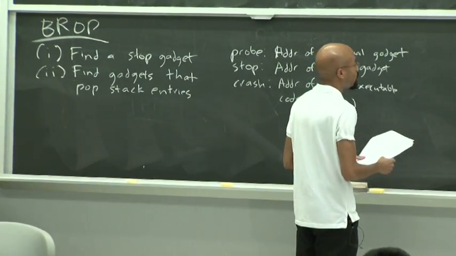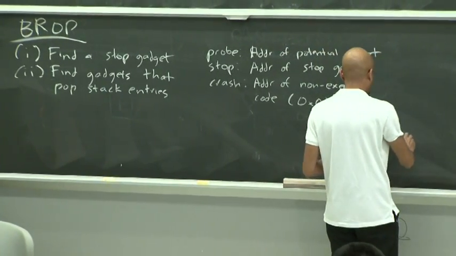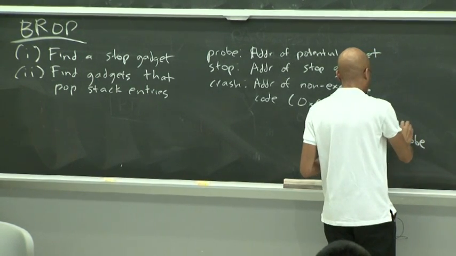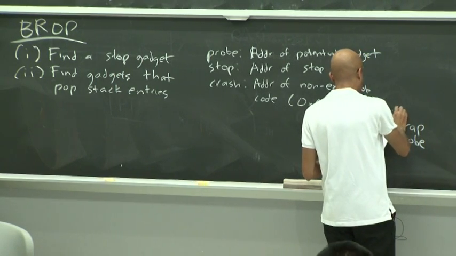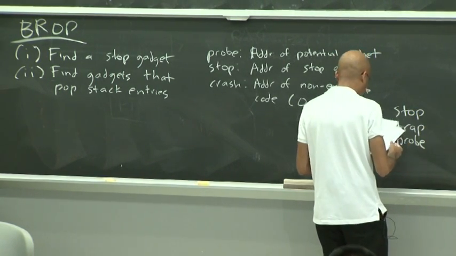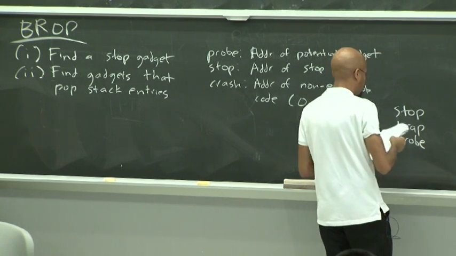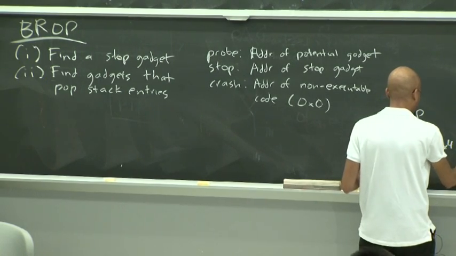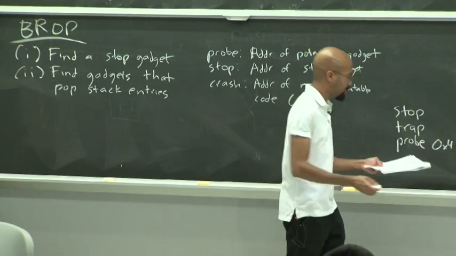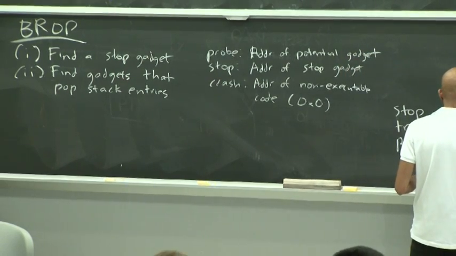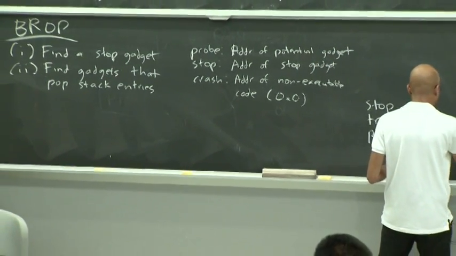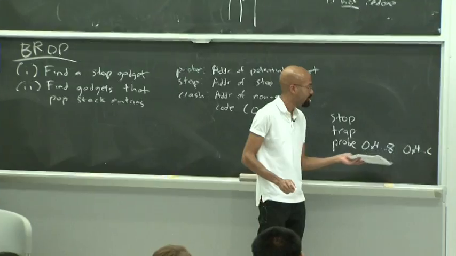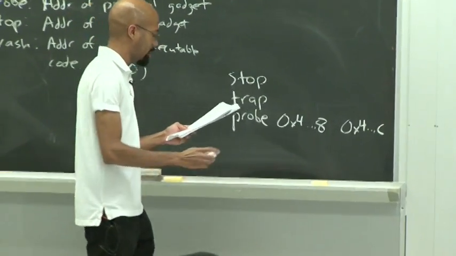So let's write this over here. Let's say we have these two different examples of a probe, a trap, and then a stop. So let's assume that down here, we're going to probe at some address. Doesn't really matter, starts with a 4, ends in an 8. Over here, let's say we look at the address that starts in a 4, ends in a C. So we're hypothesizing that maybe one of these two addresses is going to be one of these stack popping gadgets.